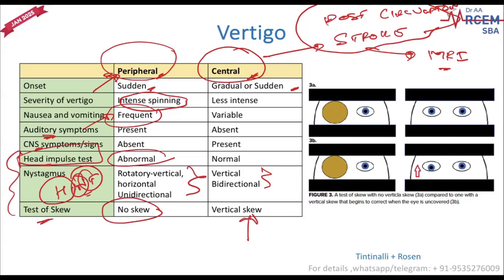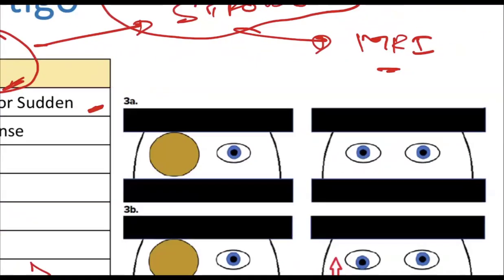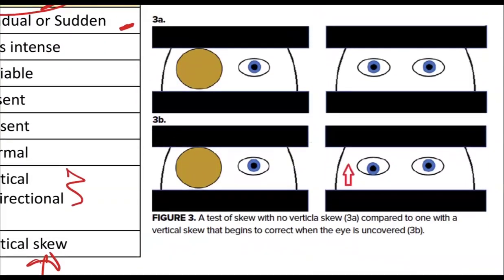Let me talk more about the test of skew here. What is the test of skew? You will ask the patient to look straight forward and fix his gaze. Then you will cover one of the eyes. Once you immediately remove the cover, for example, you have placed a hand over his eye and you remove your hand immediately, the eye position will be in the same position. This means no skew is seen. There is no skew at all in this patient.